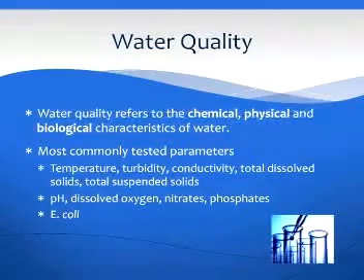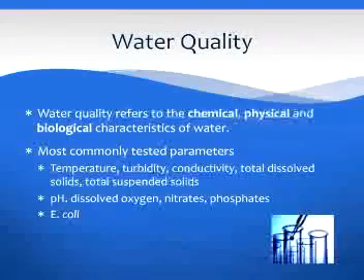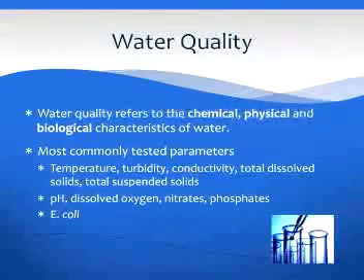The term water quality can refer to the chemical, physical, and biological properties of water. The most common measures of a water's physical attributes are temperature, turbidity, conductivity, total dissolved solids, total suspended solids. Chemically speaking, water quality can be gauged by pH, dissolved oxygen, nitrates, and phosphates. And finally, a common biological test that is often performed on a water sample is known as E. coli.